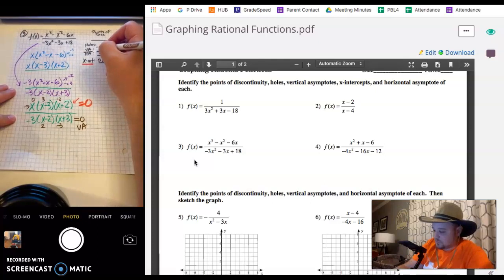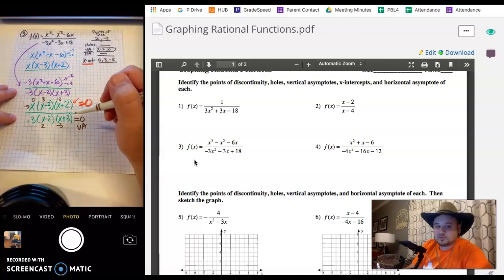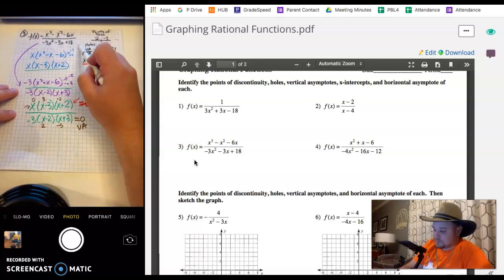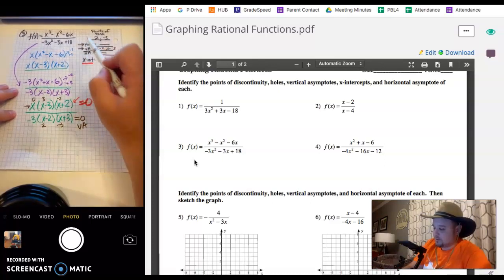So vertical asymptotes at x equals 2 and x equals negative 3. So those are going to be my points of discontinuity as well. So 2 and negative 3. Those are my 2 points of discontinuity. Points of discontinuity happen with holes or vertical asymptotes. No holes, 2 vertical asymptotes.